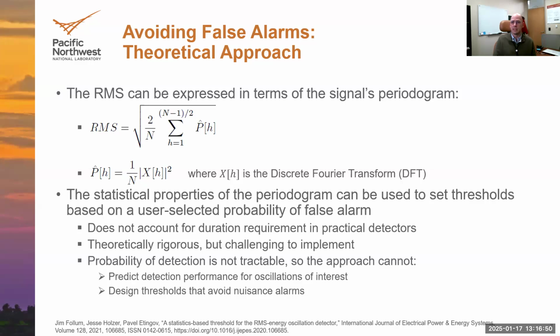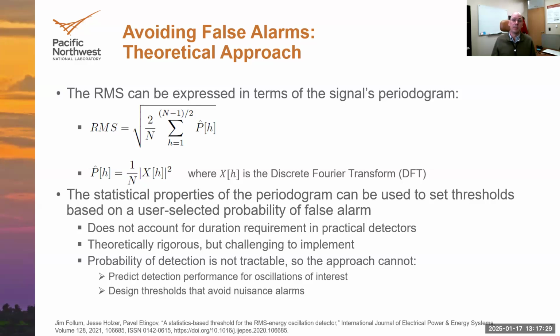But there are some qualifications on that. This probability of false alarm is not taking into account that 30-second duration requirement in practical detectors. Just crossing the threshold at all is considered a false alarm. It's a theoretically rigorous approach. There's some really nice theory in that paper, but it is challenging to implement. You run into numerical problems that you have to work around and be very careful about. There are also many details that you have to get just right for this to work. So it's challenging to implement.